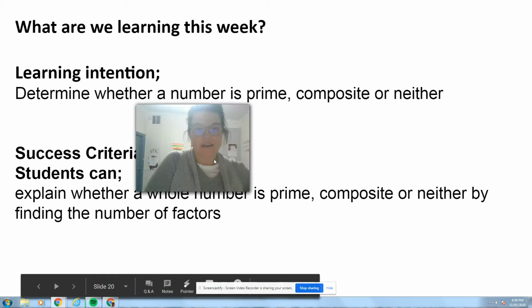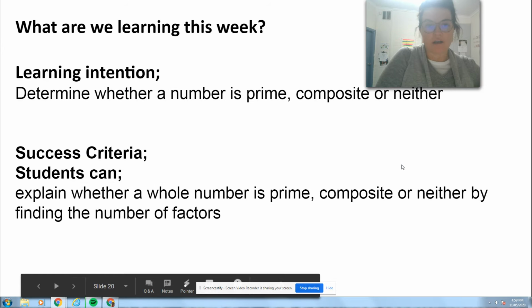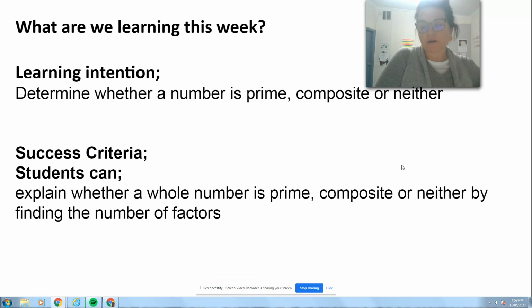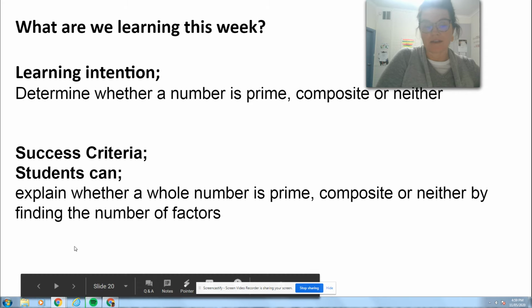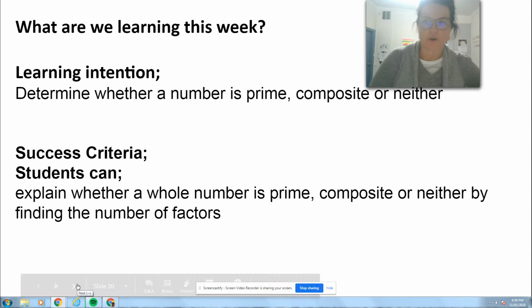Okay, well done. This week in number, we're looking at whole numbers and whether they're prime, composite, or neither. Some of you may have already discovered that there might be numbers that don't fit prime or composite. Yesterday, we started looking at prime numbers, and when we were doing it, I realized that we still need to do some work with prime numbers.